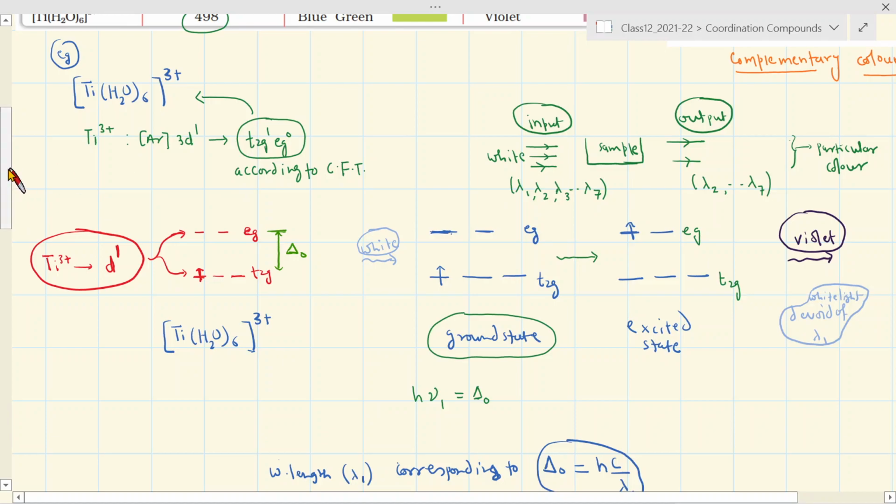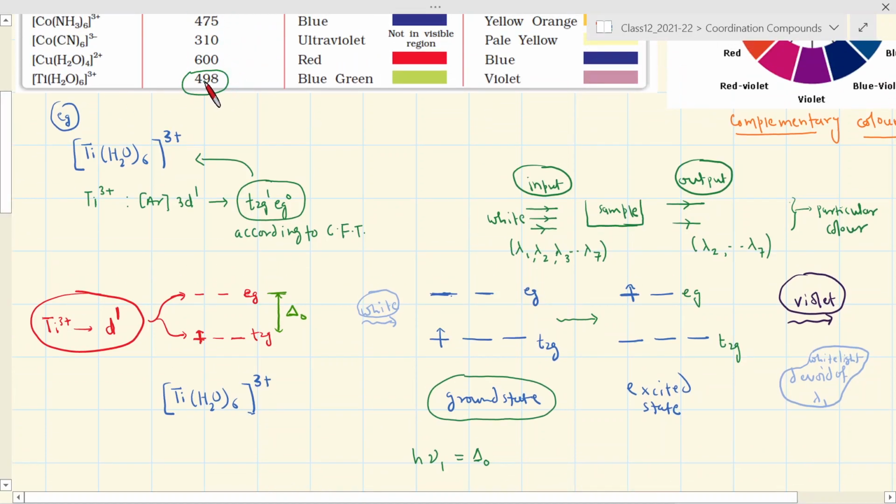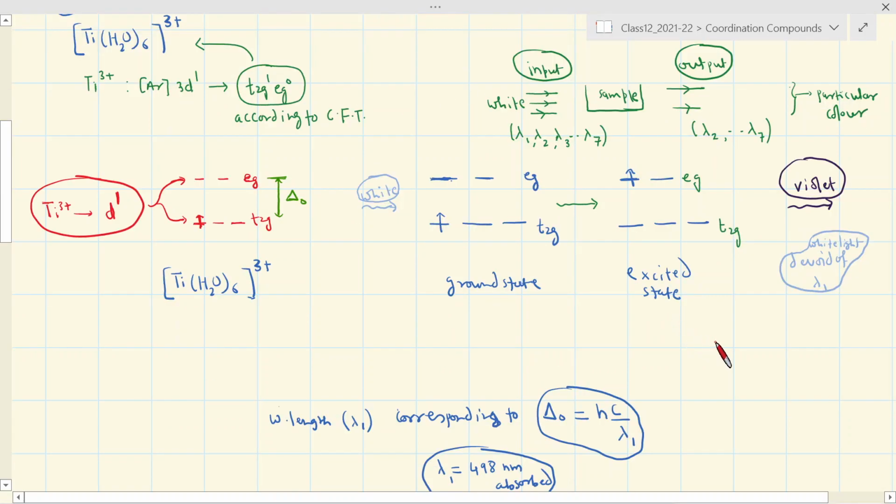So it has absorbed a wavelength which is 498 nanometer, which falls in the blue-green region, and the complementary color that is observed is violet. So in this way, our understanding of the formation of a color of a particular complex is based on the electronic transition happening between t2g to eg type of d orbital, or in general it is also referred to as dd electronic transition.